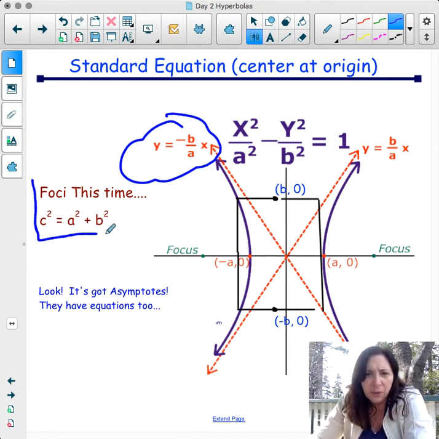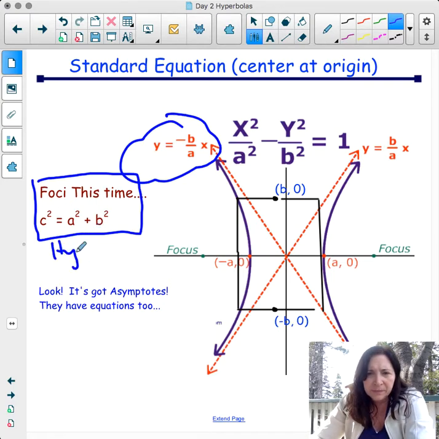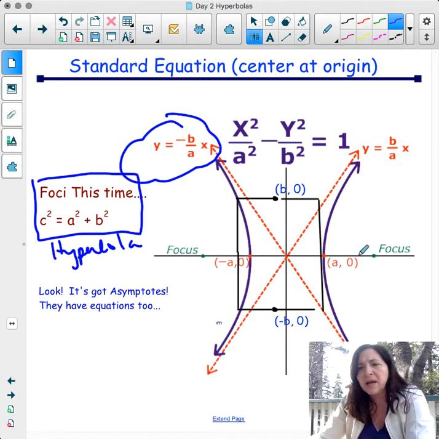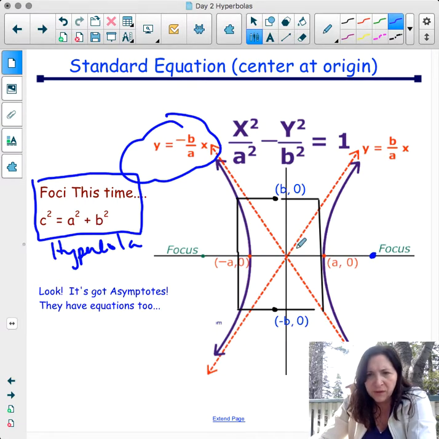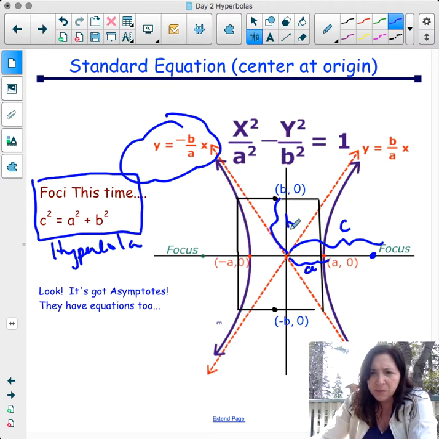Additionally, the focal points right here are always going to be, instead of, see how in the ellipse we did c squared equals a squared minus b squared, in a hyperbola the equation of the focal points is always going to be c squared equals a squared plus b squared. So your focal points from here to here, that's your C. From here to here, that's your A. And from here to here, that's your B.